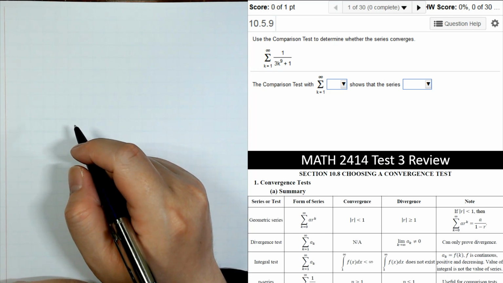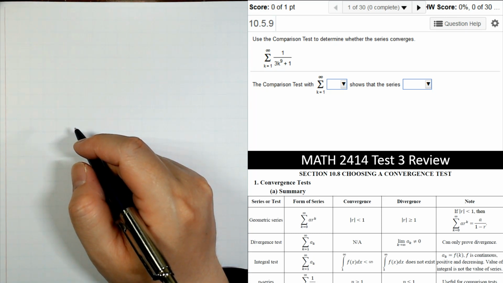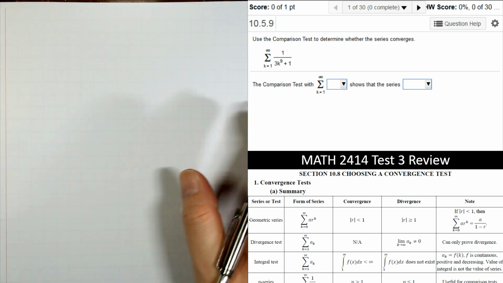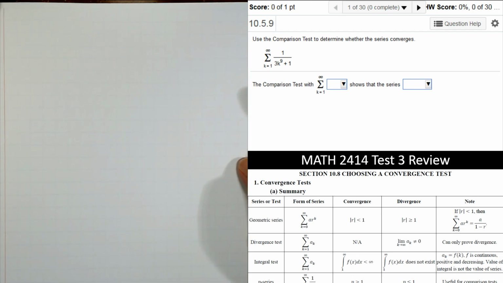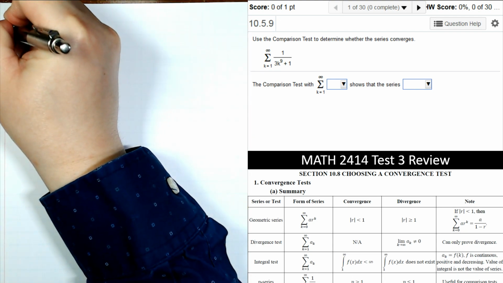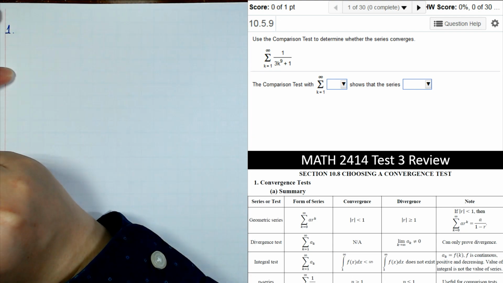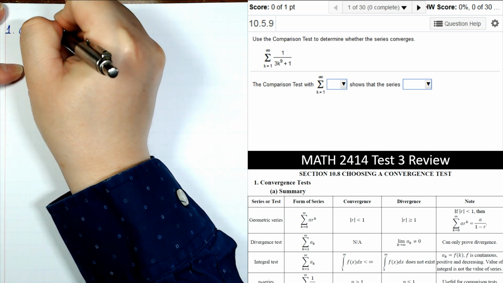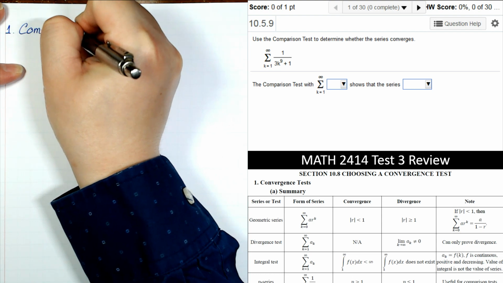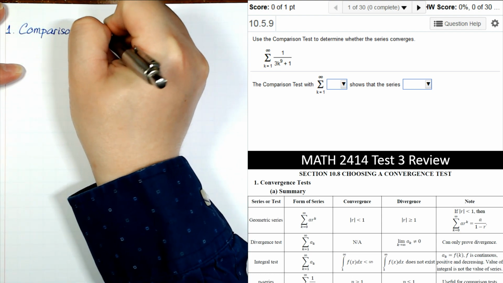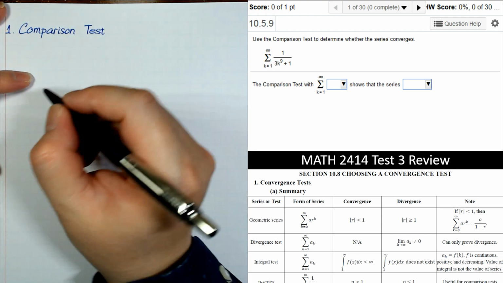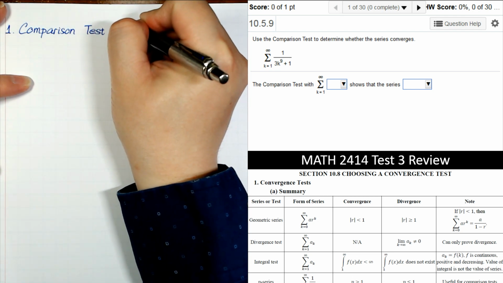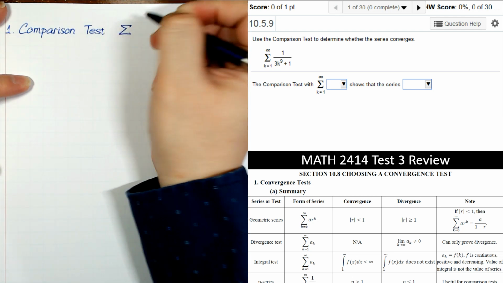Just like last time, I will not put the face cam on the screen so we can have as much information as possible on the screen. Alright, just go straight to the first one. On the first one, we'll use comparison test to see if this sequence is convergent or divergent.